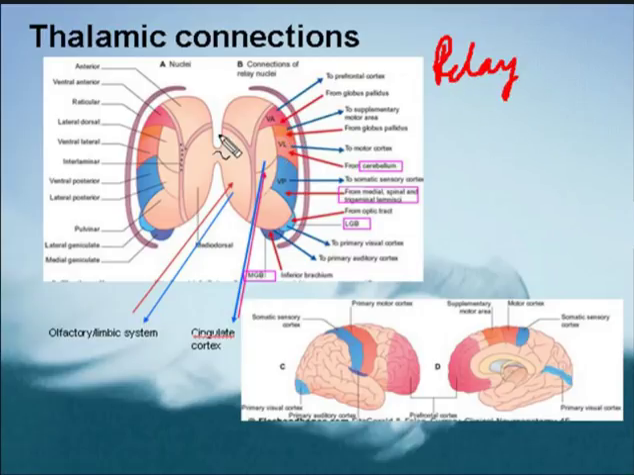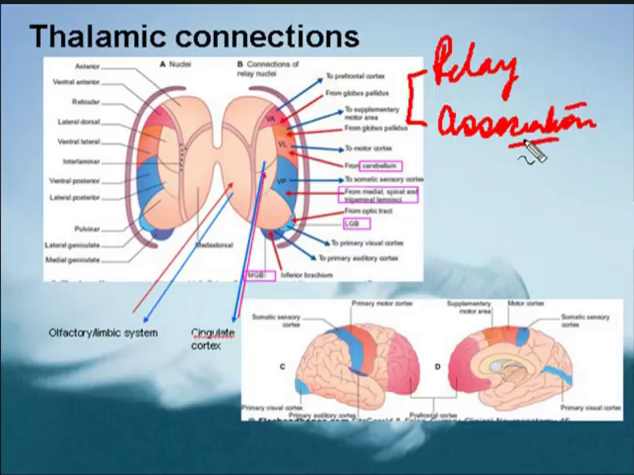The next are what are known as association nuclei. These are nuclei which are connected to what are known as association areas of the cortex. Association areas are areas where a lot of memory is stored. For example, there'll be a visual association area, there'll be an auditory association area, and an association area for taste. So this stores memory, plus it connects with other areas of the brain.